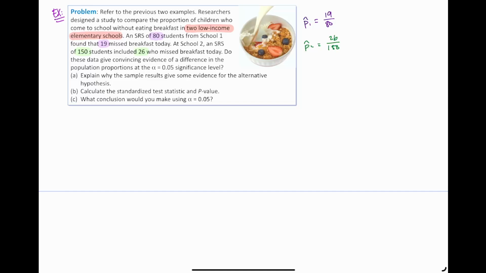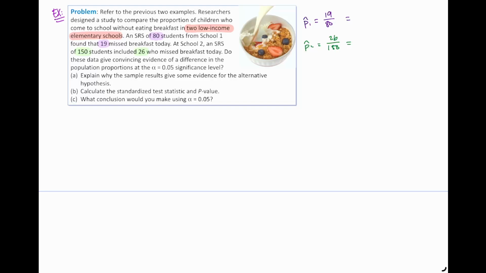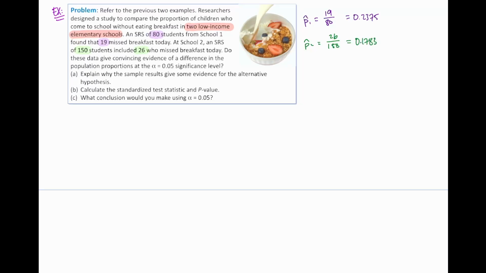What are those proportions, do we think? Calculate it. There we go. The proportions here are shown, and if I just wanted to explain why the sample results give some evidence, these are not equal to each other. 23.75% and 17.83% are not equal to each other. So there is some evidence for an alternative hypothesis. We didn't even come up with the alternative hypothesis quite yet. Let's do that now that we're actually into it.